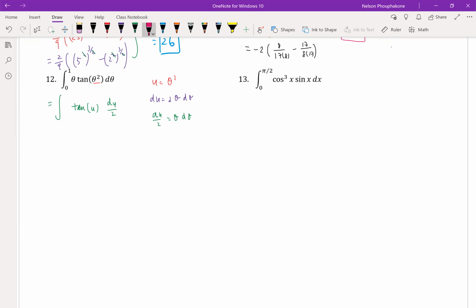So again, I would like to work with the upper limit and the lower limit. If theta is equal to 0, then u is equal to 0. If theta is equal to 1, then u is equal to 1. So it's still between 0 and 1. Okay, so now how do we actually take care of this?